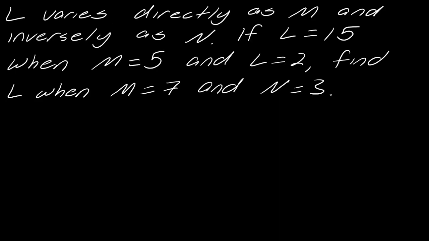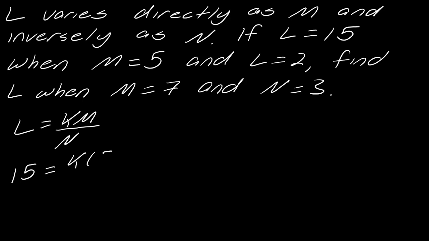So I have another one here. This is one where you have both direct and inverse variation together. So once again, you can pause and hit play when you're ready. I have L varies directly as M, so that's KM, and inversely as N, so then I divide all of that by N. So if L equals 15 when M equals 5 and N equals 2, so I've got all of this. Now I can go through the steps to solve.